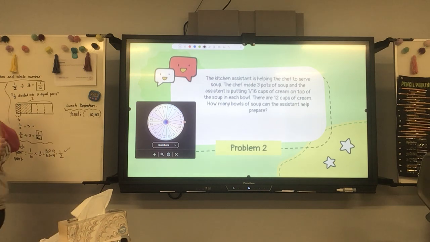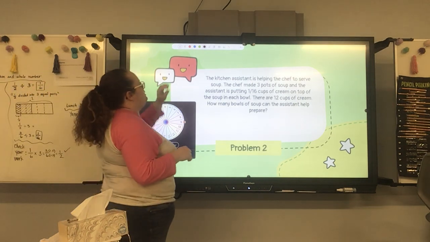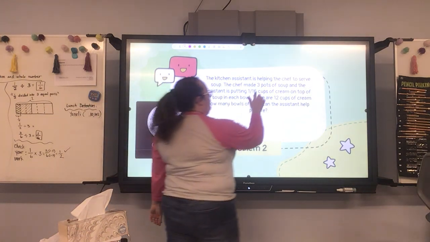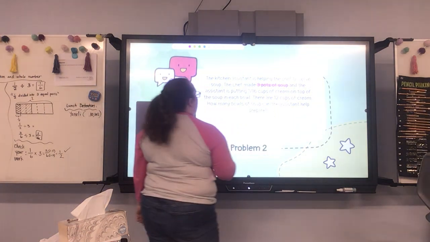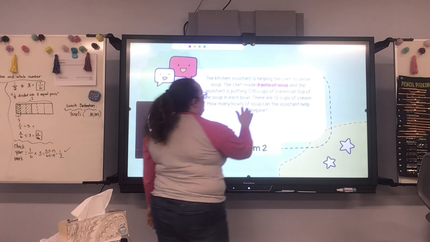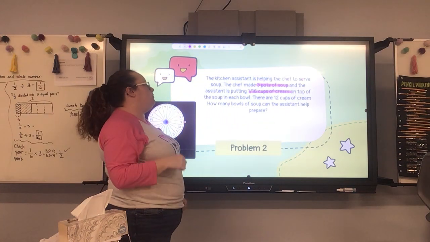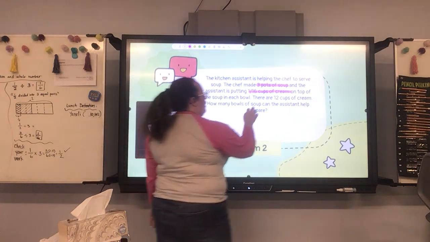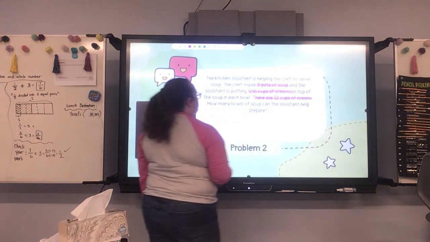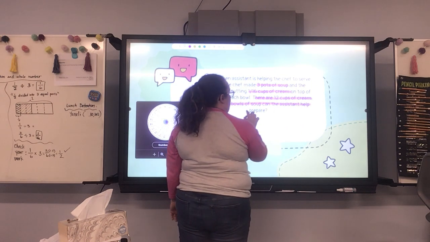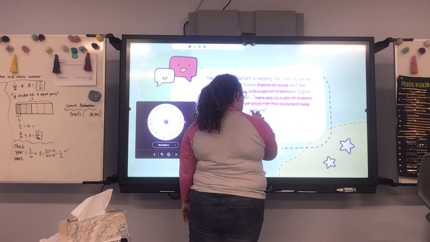Problem 2 says, the kitchen assistant is helping the chef to serve soup. The chef made 3 pots of soup, and the assistant is putting 1/16 cup of cream on top of the soup in each bowl. If there are 12 cups of cream, how many bowls of soup can the assistant help prepare?